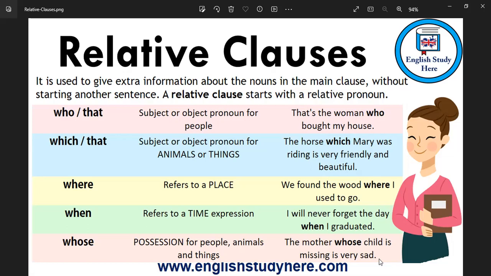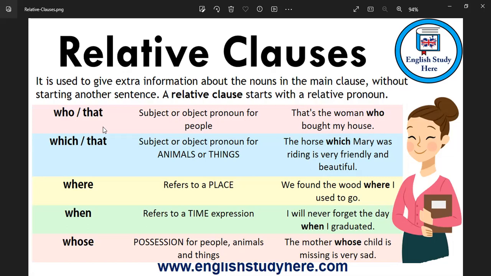And remember that sometimes when they are restrictive, we cannot use that. And we can eliminate who or which or that in the ones that are non-defining, the ones that are additional. So a relative clause always starts with a WH word. Who, that for people, which, that for objects or animals, where for places, when for time, and whose for possession.